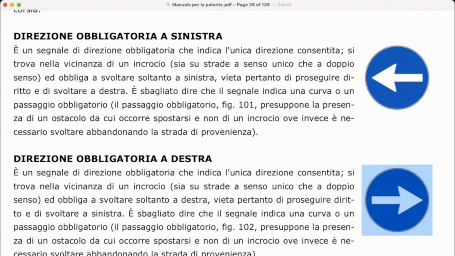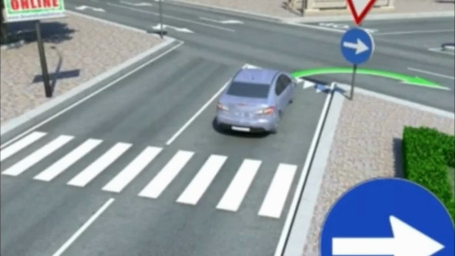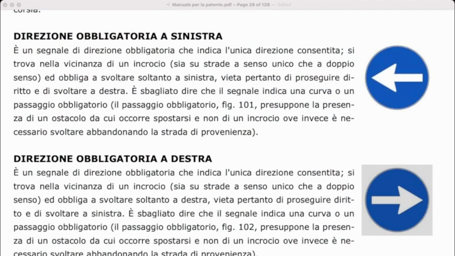Looking at this guy, he had no option because he couldn't go to the left or go forward. So he had the obbligo, he was obliged to go to the right-hand side. Okay, so that is it also.